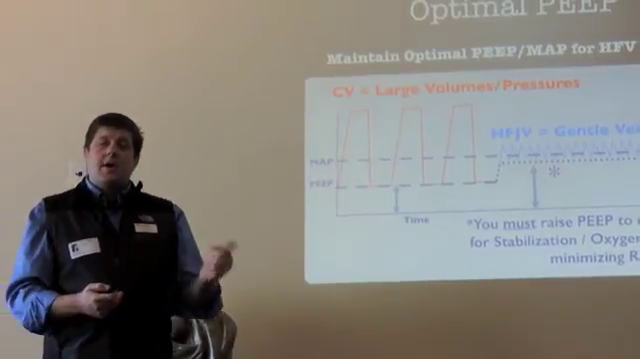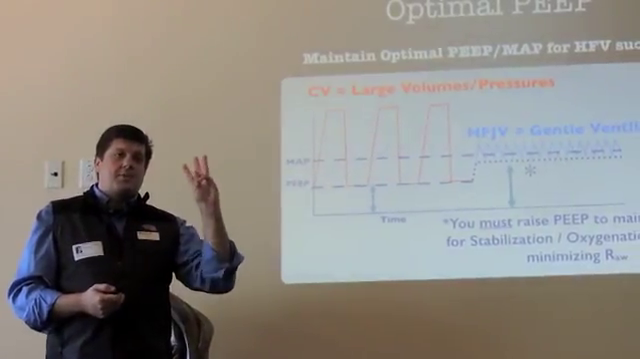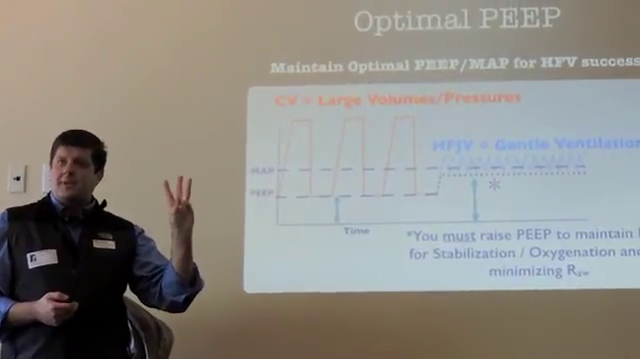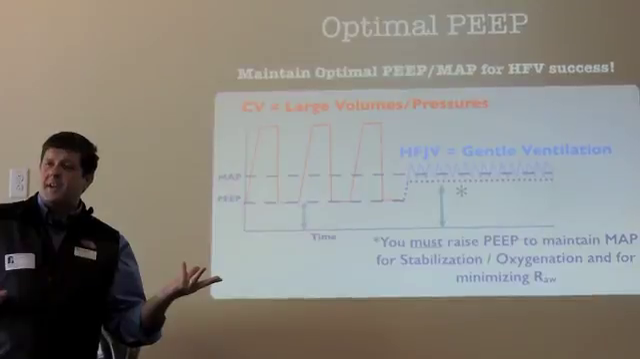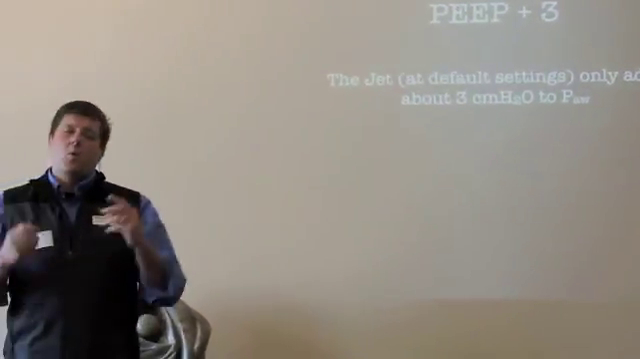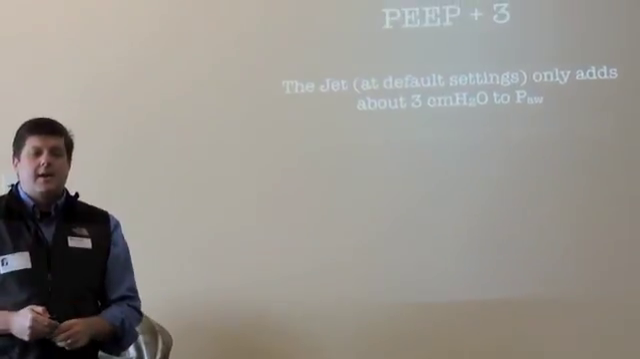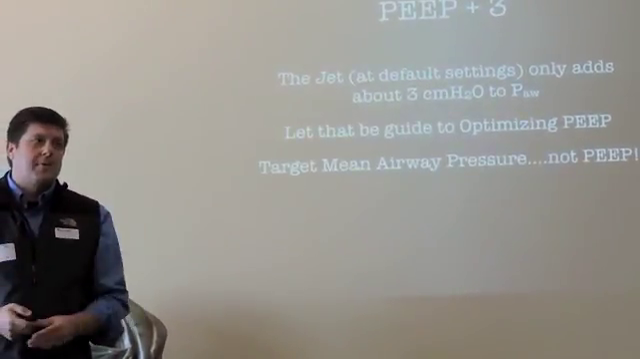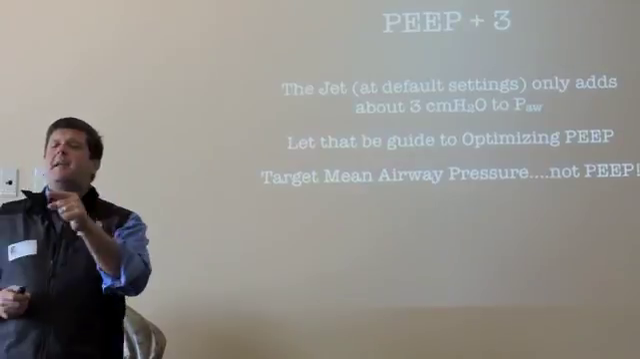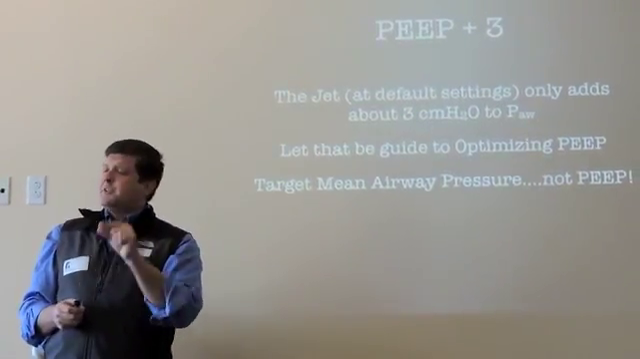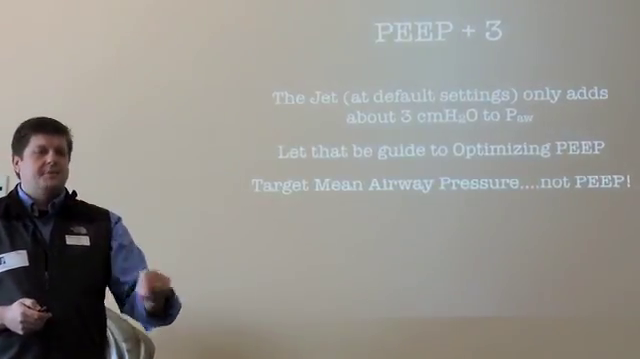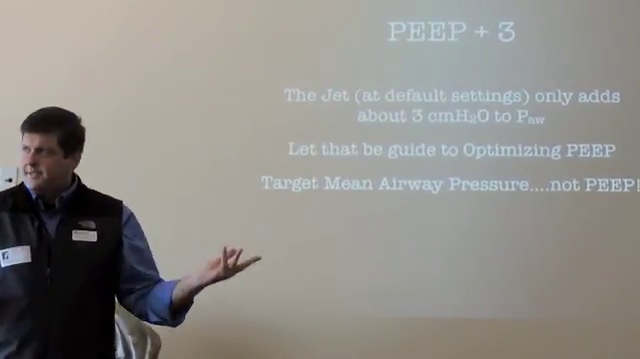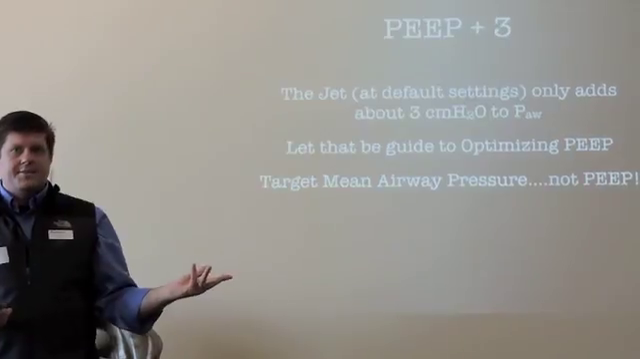The jet running by itself only puts in 3 centimeters of mean airway pressure. And we'll see that in a minute when we fire it up and get it going. And it's at the default settings. So let that be a guide to you to figure out what your optimal PEEP should be. It's really about what your optimal mean airway pressure should be. If a mean airway pressure of 13 is what makes my baby happy, and my jet puts in 3 of that 13, how much PEEP am I going to be on? 10. There you go. That's it.